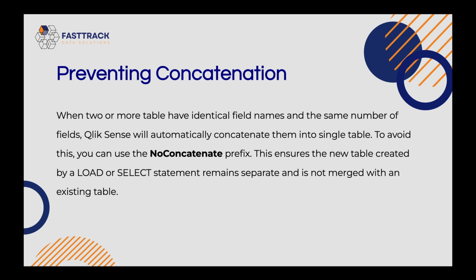Sometimes this behavior causes issues. To prevent automatic merging, use the NoConcatenate prefix. This forces Qlik Sense to create a separate table, even when the structure matches an existing one. Understanding these behaviors helps you control data structure, associations, and performance in Qlik Sense.